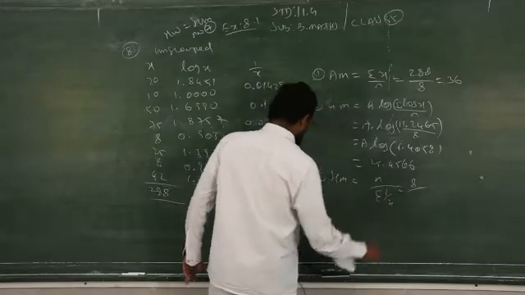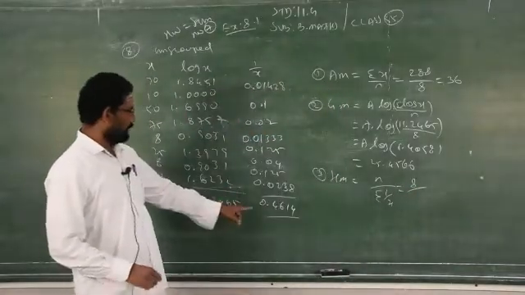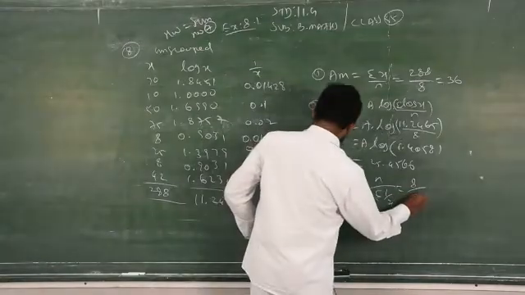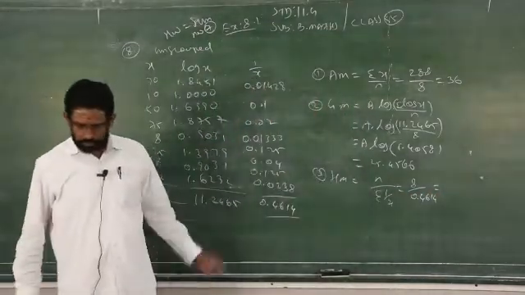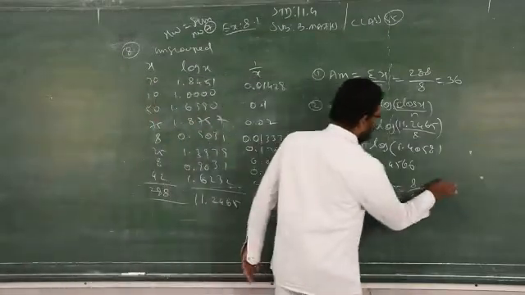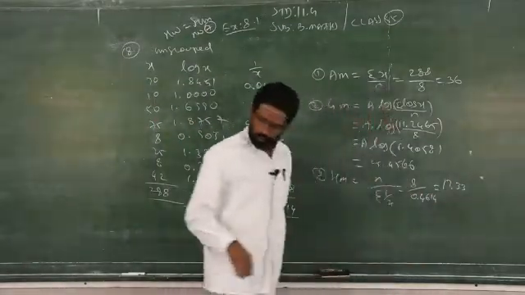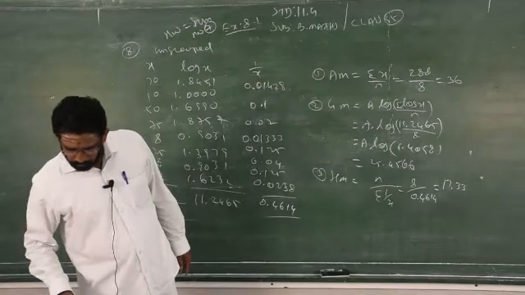The last one you have to find out is the harmonic mean, that is n by summation 1 by x. N is 8. Summation 1 by x, you have to add, and the answer is 0.4614. After dividing, you will get 17.3385.